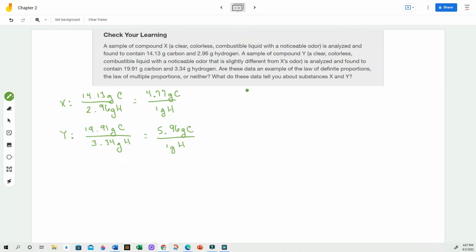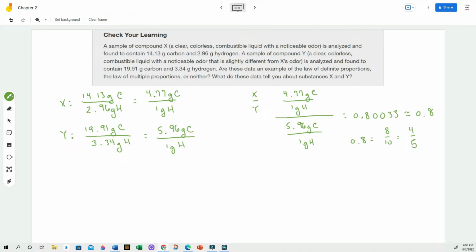All right, so now I am going to take X over Y. And again, this is a little bit awkward because it is a fraction over a fraction, but we want to see what it reduces to. And over our 5.96 grams carbon over 1 gram hydrogen. All right, so when I put this in my calculator, I get a lot of decimals, but that is close enough that you can call that 0.8. Now, if you think about that, that is 8 over 10, which is 4 over 5. So there is our reduced fraction.